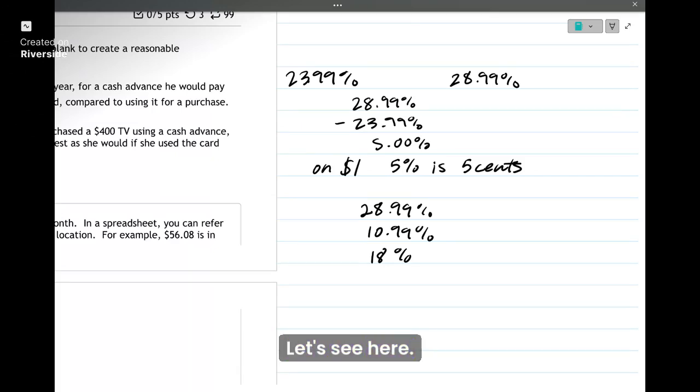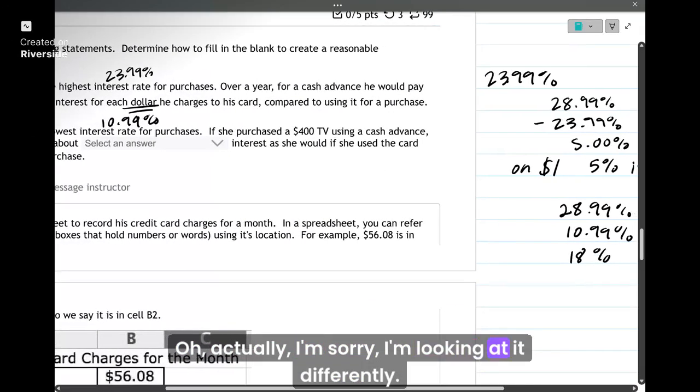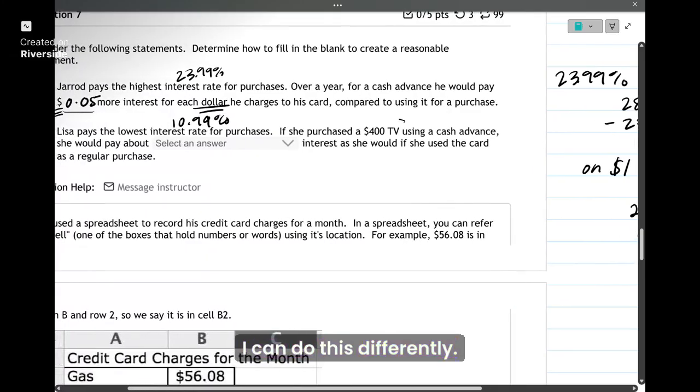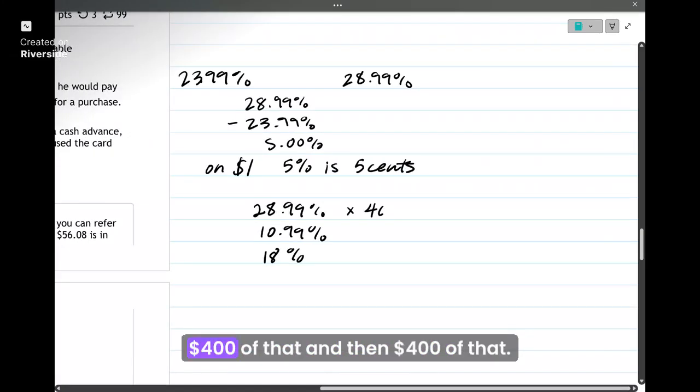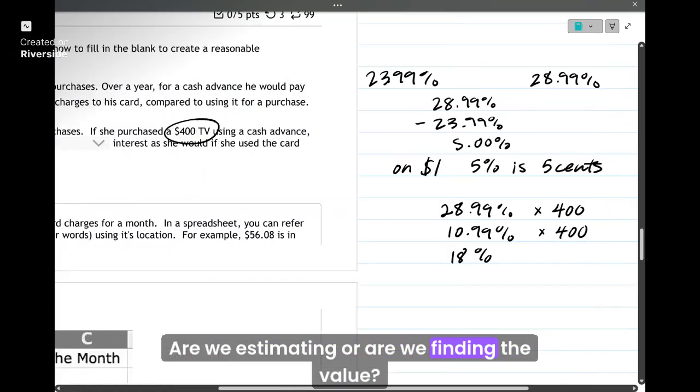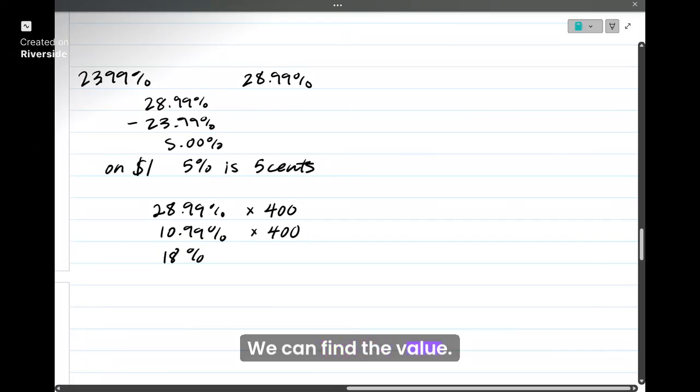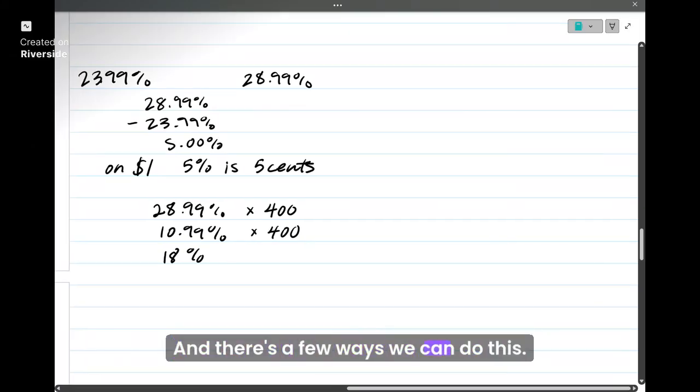Let's see here. Oh, actually, I'm sorry, I'm looking at it differently. I can do this differently. We have a price, and so we can do a comparison of the price. $400 of that, and then $400 of that. Are we estimating or are we finding the value? We can find the values. And there's a few ways we can do this.